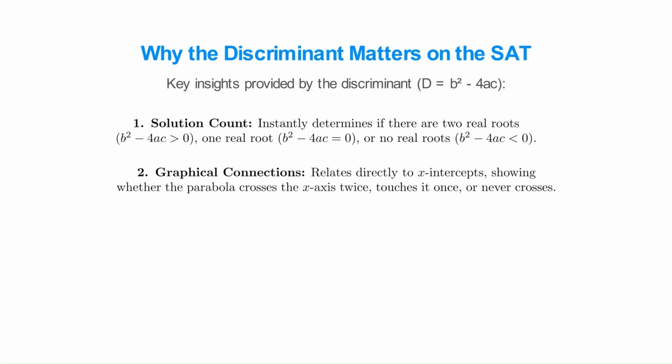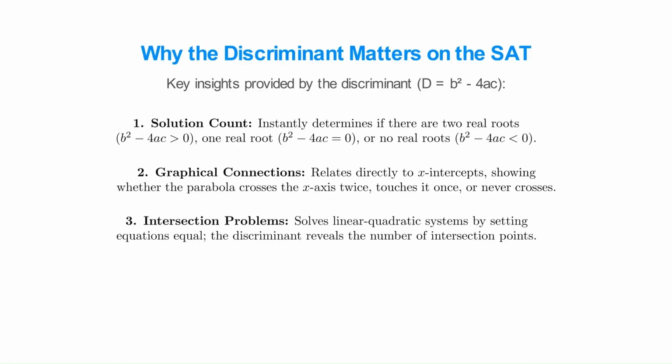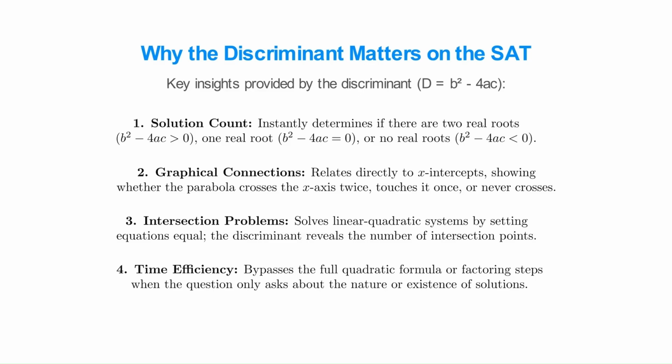Second, this algebraic concept translates directly to coordinate geometry on the test. The number of real solutions corresponds to the number of x-intercepts on the graph of the parabola. This tool is also highly effective for analyzing systems of equations, such as a line intersecting a parabola. By setting the two equations equal to each other and rearranging them into standard quadratic form, you can apply the discriminant to find how many times the linear and quadratic graphs intersect. Ultimately, mastering the discriminant is a valuable strategy for managing your time on the exam.